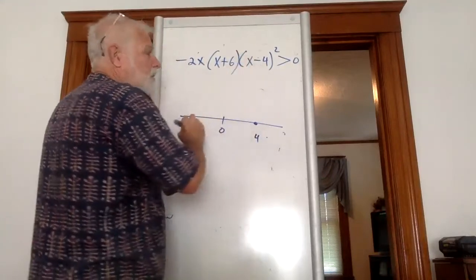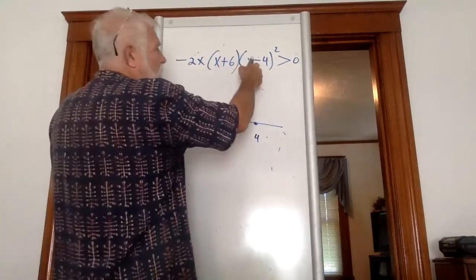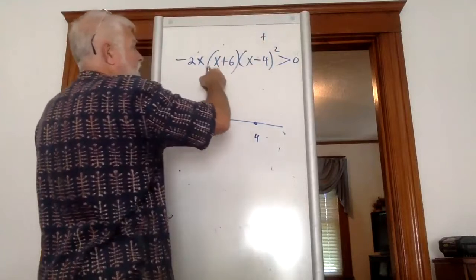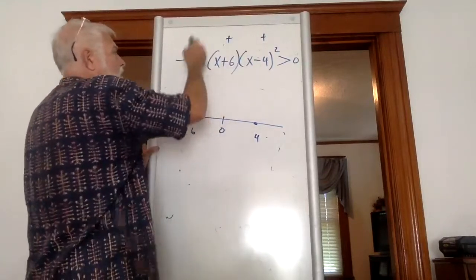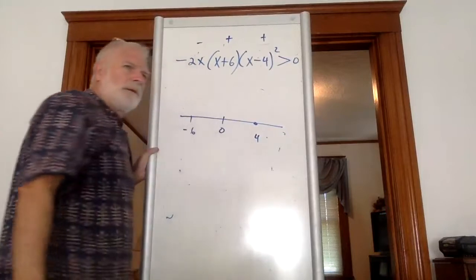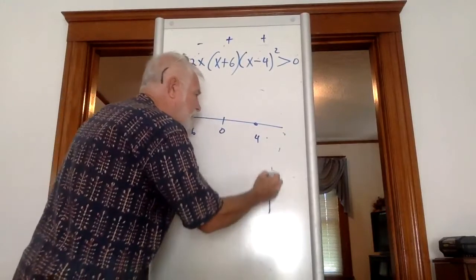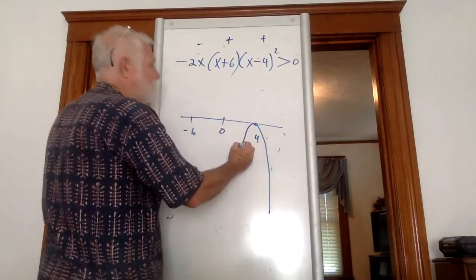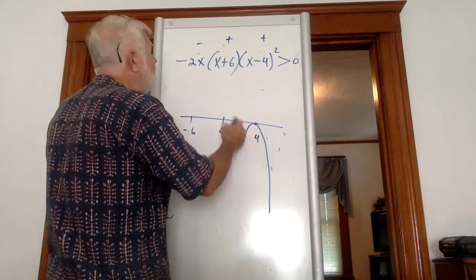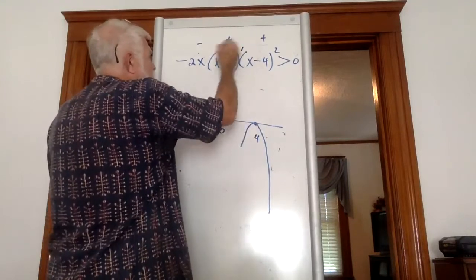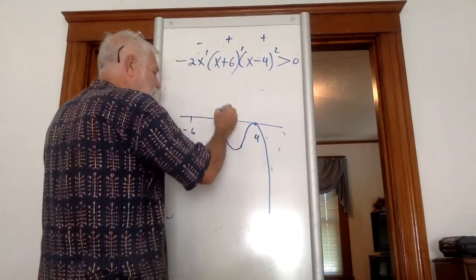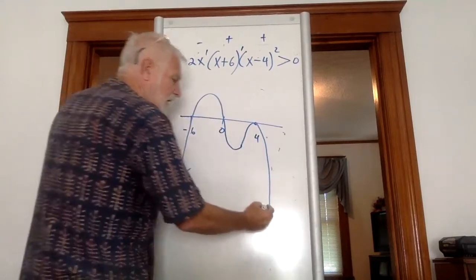Bigger than 4. I said I'd be quiet, but I think I better talk. Bigger than 4, this is positive. Bigger than 4, this is positive. Bigger than 4, this is negative. So I hope I didn't graph this before. Okay, so that's a quadratic factor. These are both linear to the first power, so nice change of signs. So that's what that graph looks like.